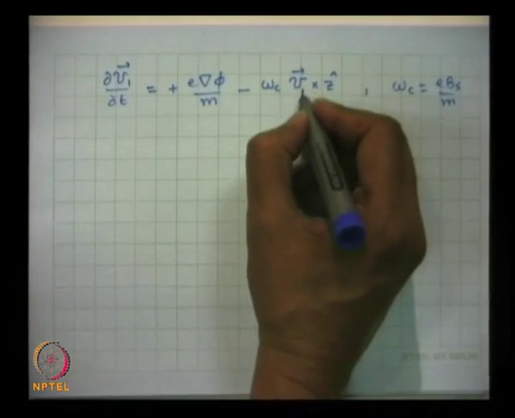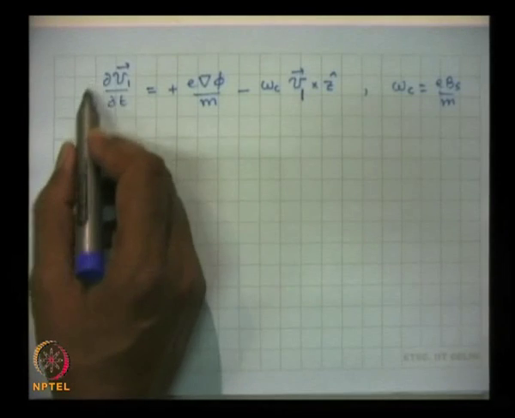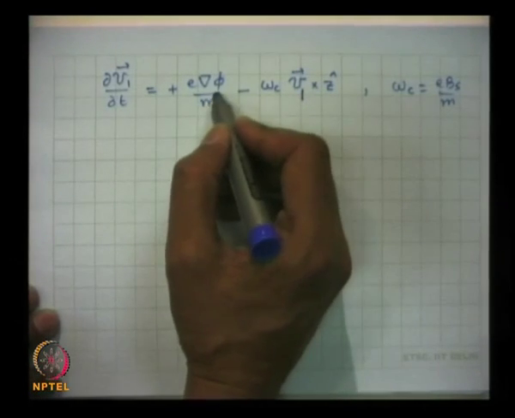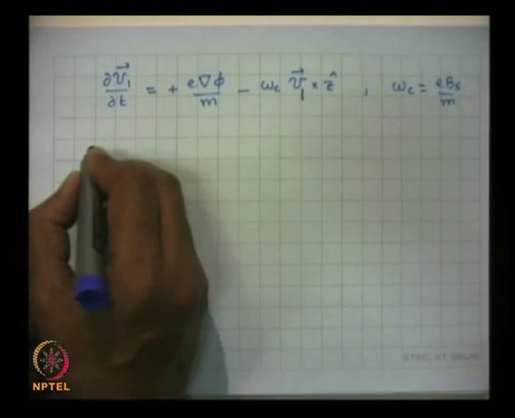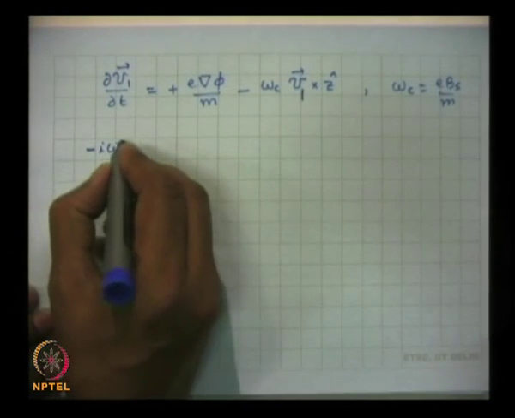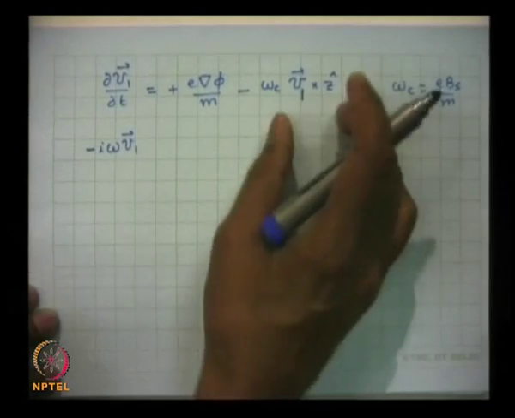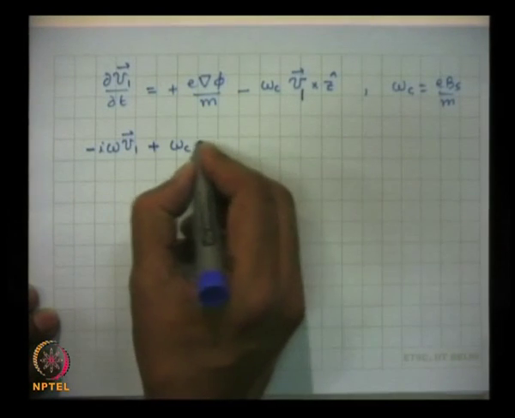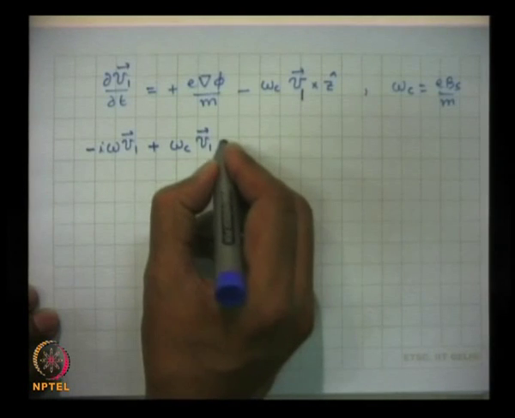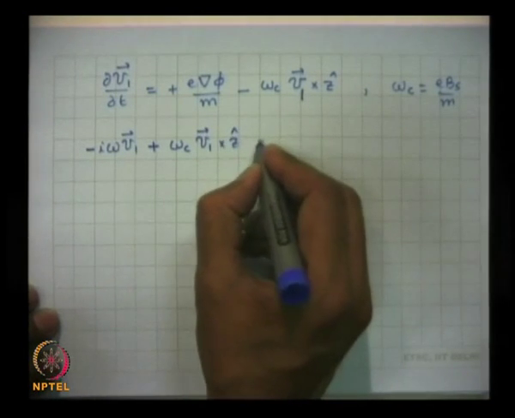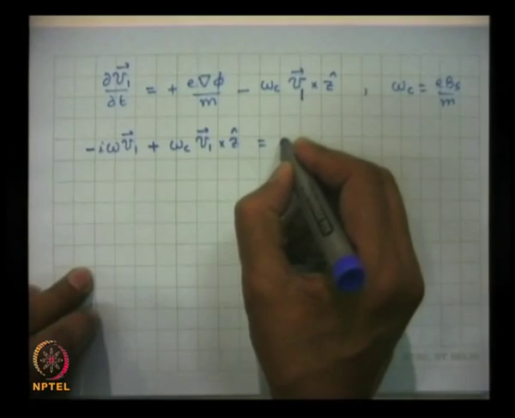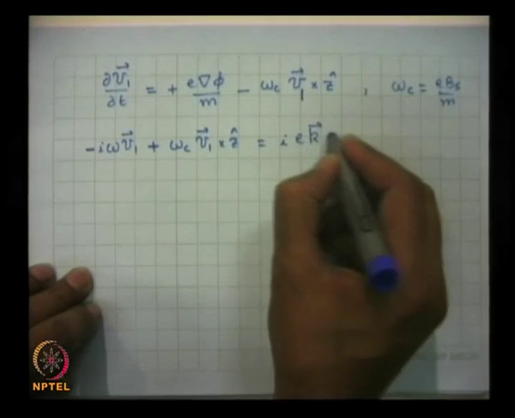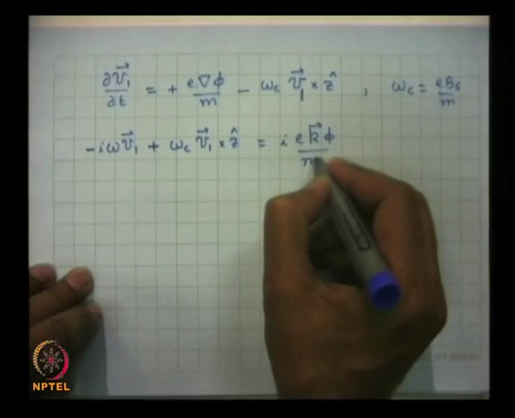This is perturbed velocity. Replace delta delta t by minus I omega because phi varies in that fashion, which is the driver for this velocity. So, you get minus I omega V1, bring this term also from the right hand side, so it becomes plus omega c V1 cross z cap is equal to, right hand side will be I E k phi upon m.